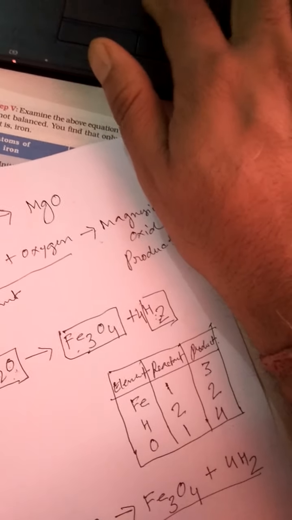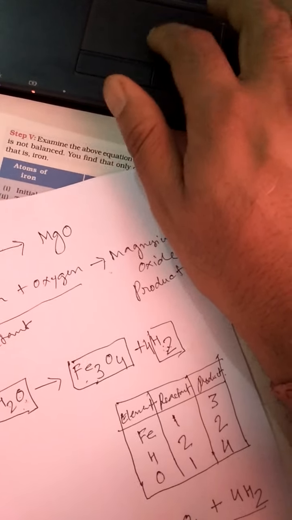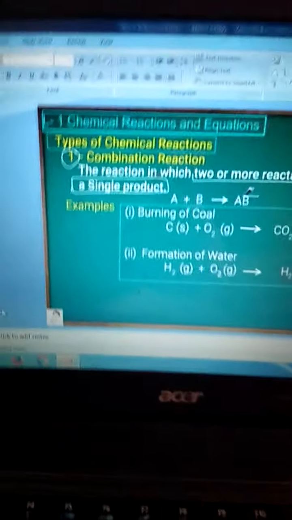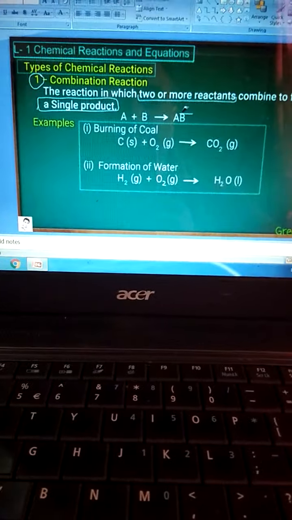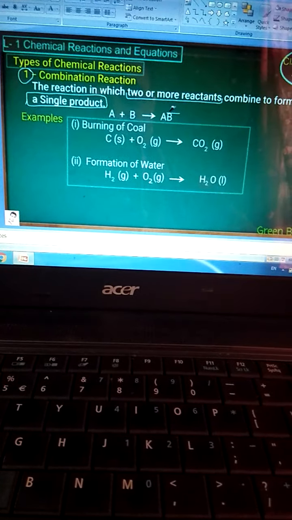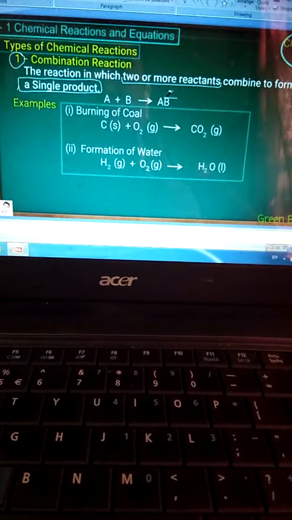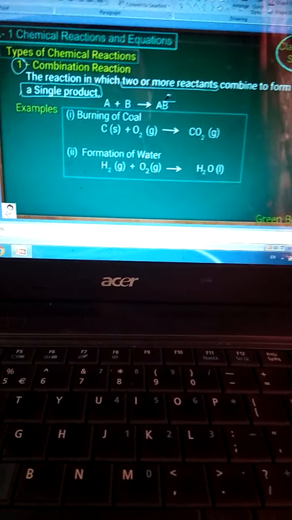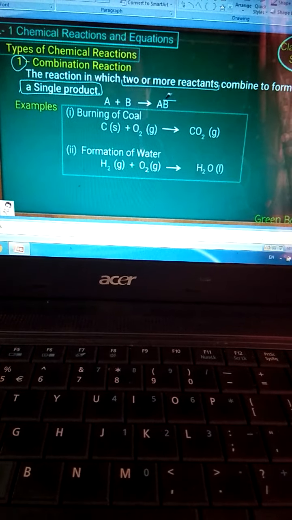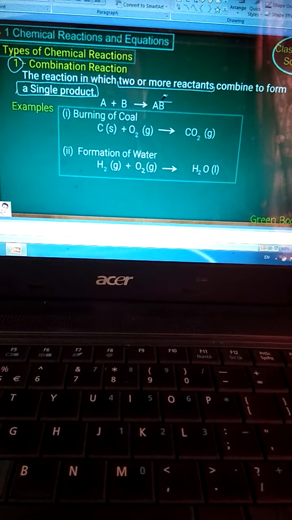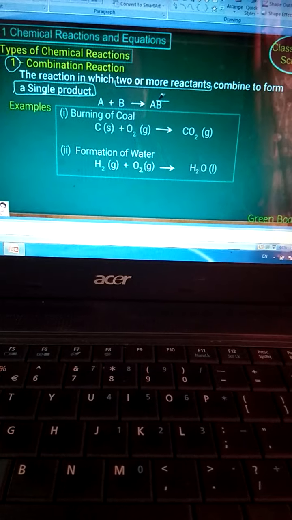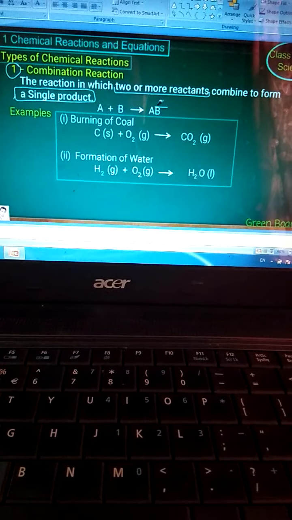Now after that, we are going to study types of chemical reaction. What are the different types of chemical reaction? We are going to study 5 types. The first one is combination reaction. The name itself suggests it. Combination means coming together or joining. So when two or more elements join together to form a single product, we call it combination reaction.